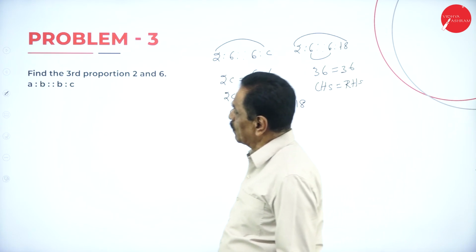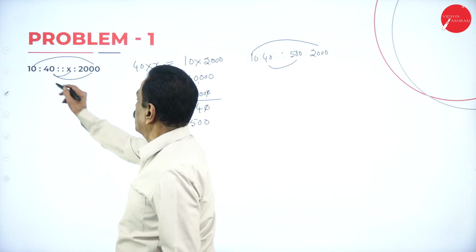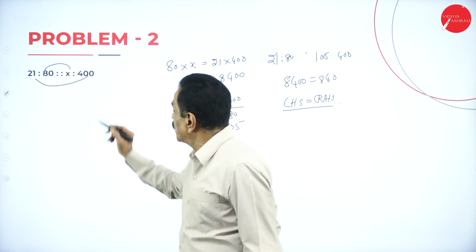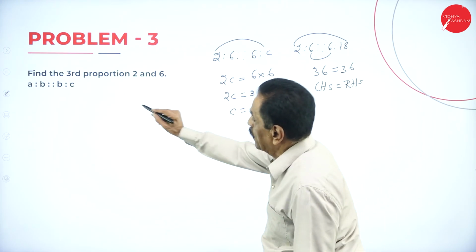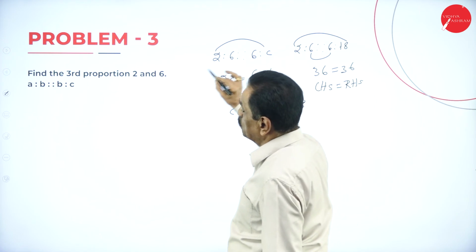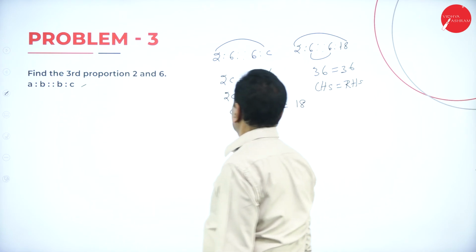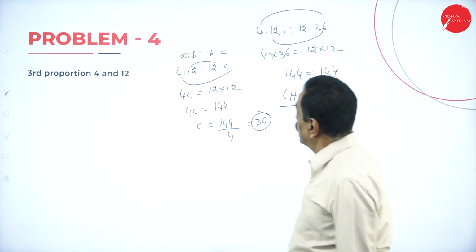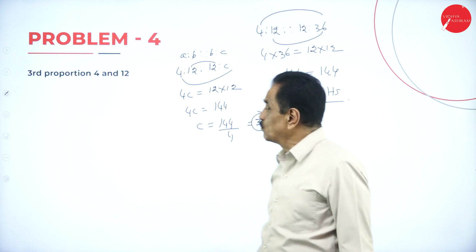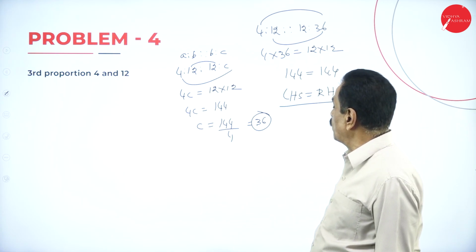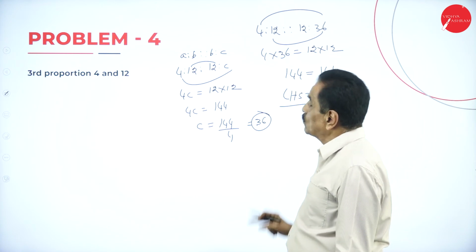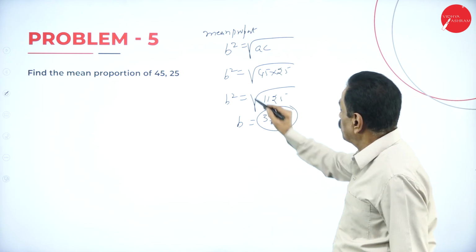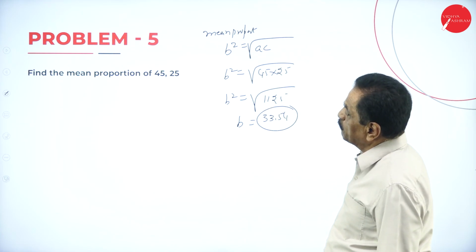All types of problems you solve. See that? First one last, second and third. This extreme, x value, same thing you have done. Then regarding the mean proportion, here no third proportion. A is to B, B is to C, 2 is to 6, 6 is to 6. This is LHS is equal to RHS. Here also 4 is to 12, 12 is to C, 4C is 144, C is 36, LHS is equal to RHS. Then mean proportion: B squared is the root of AC.